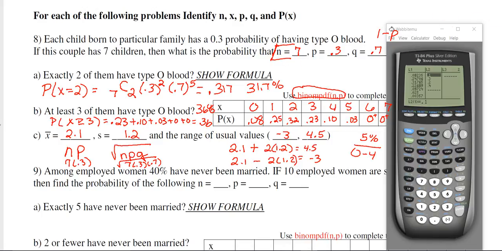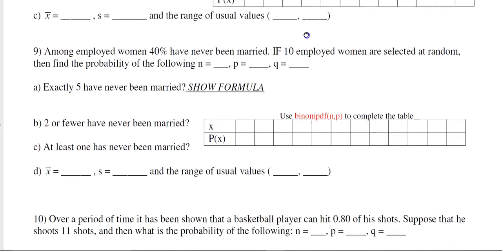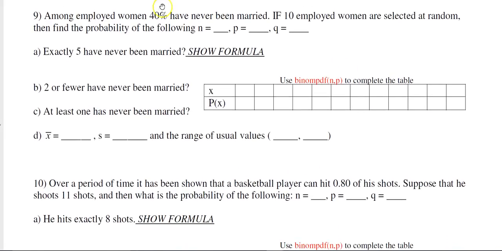Okay. So the next one. Number 9. Among employed women, 40% have never been married. If 10 employed women are selected at random, find the probability of the following. Remember, that goes down here. N is going to be our 10. The probability of never being married is 0.4. And then the opposite of that is 0.6.